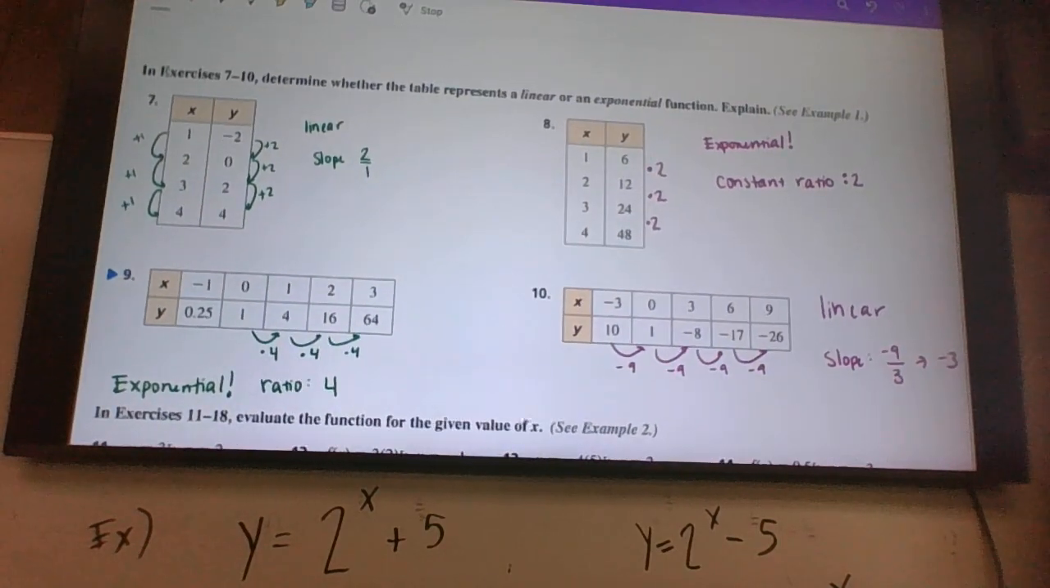Alright guys, 7, 8, 9, and 10. 7 is linear. 8 is exponential. 9 is exponential. And 10 is linear. Did anybody get all 4 right? Well, I'd like you to specify exponential if it's going to be multiplication.